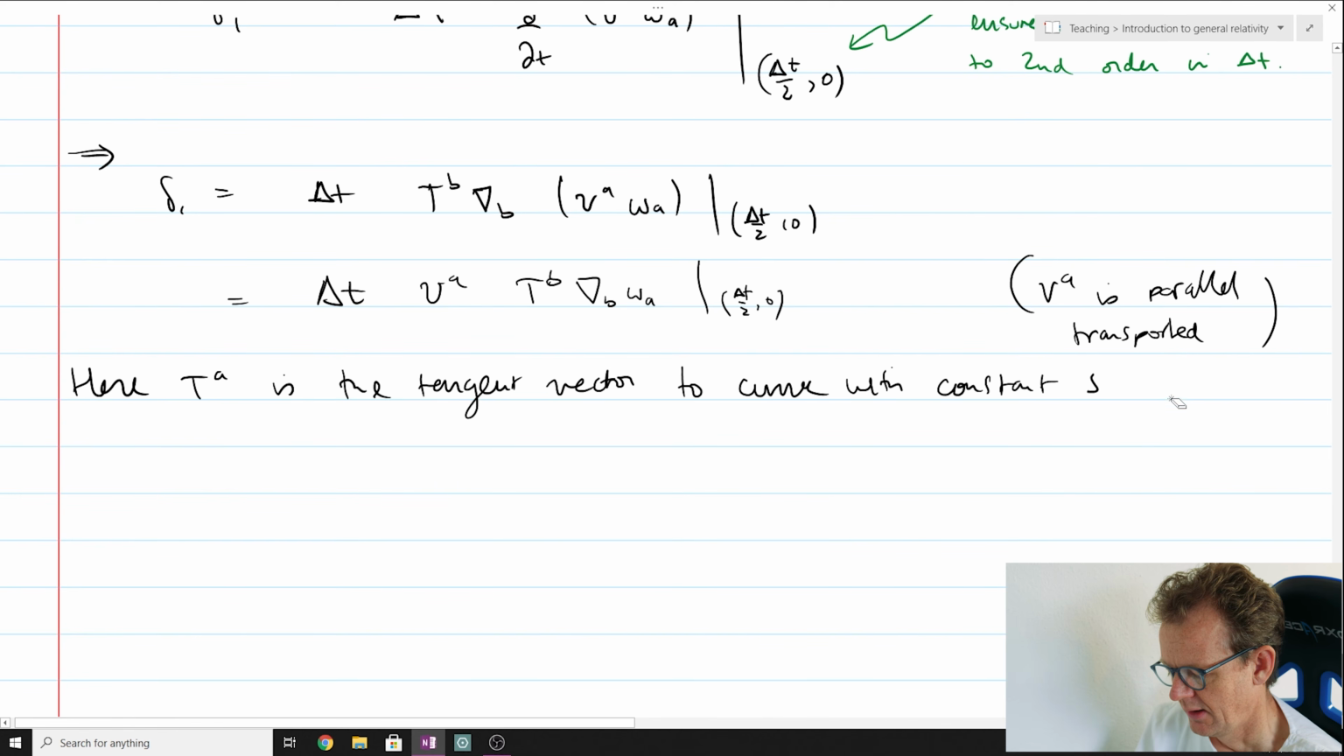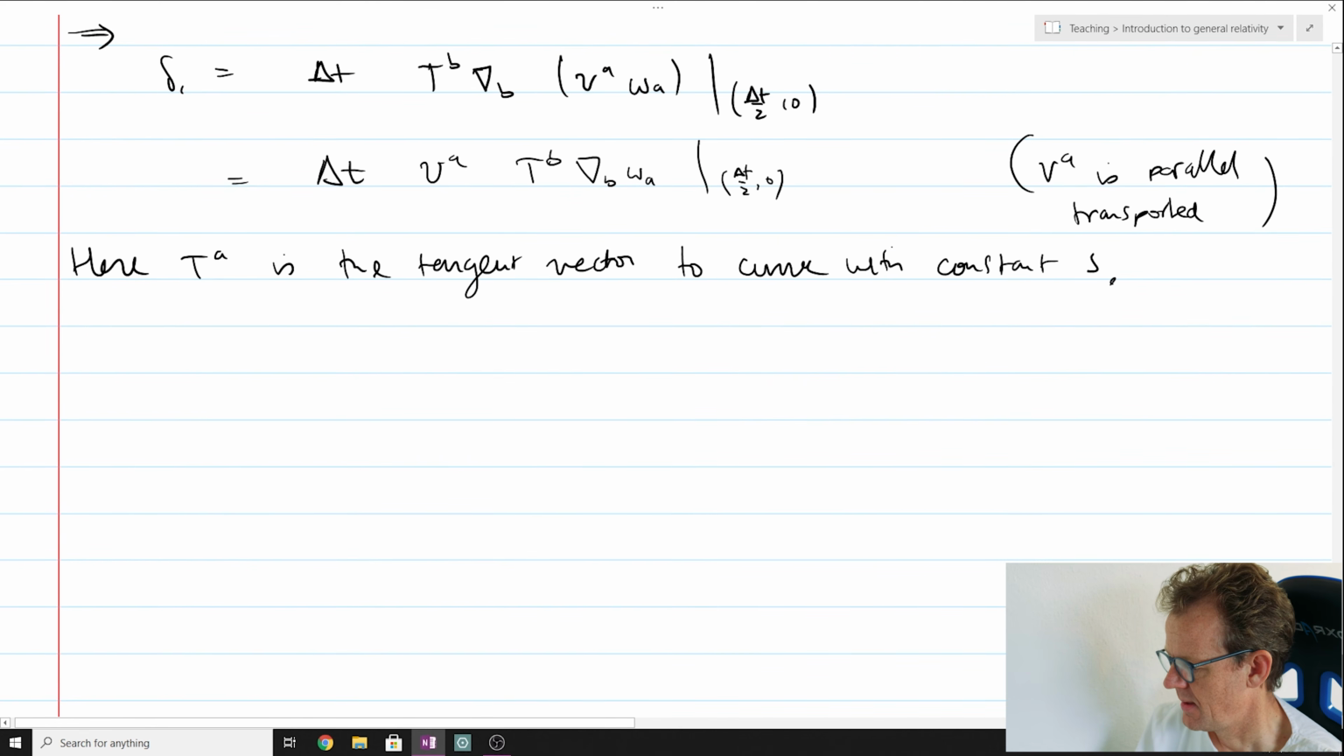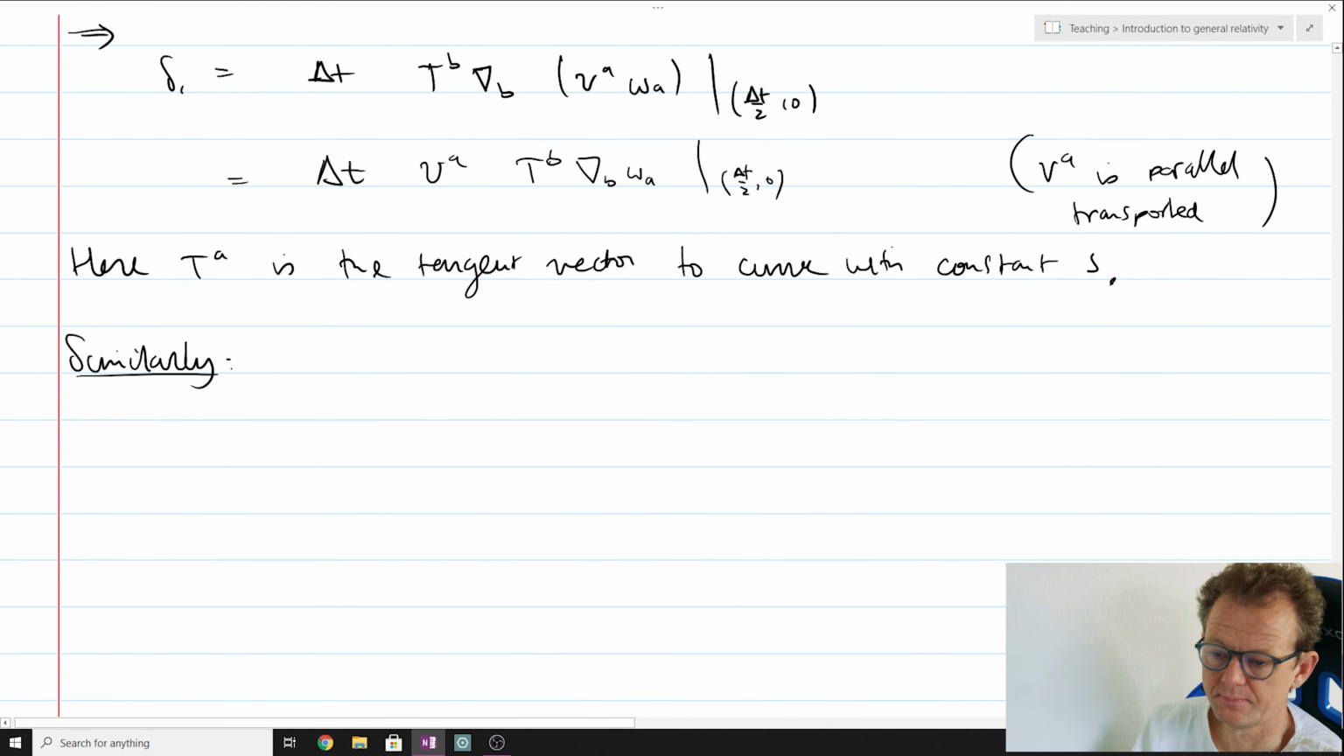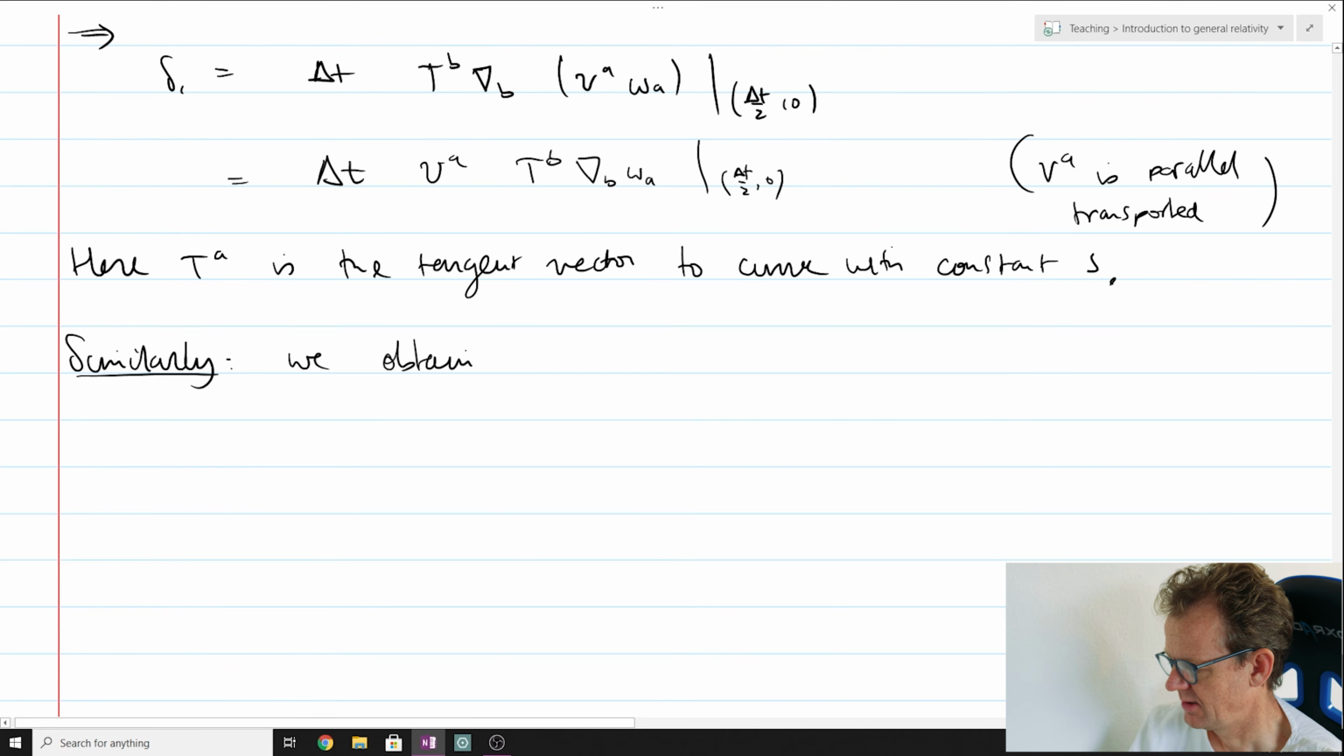So similarly, just do the same argument. We obtain for the change along the third part of our journey the following expression. On parts 1 and 3 of our journey, we're changing the t coordinate. So all that changes between these two expressions is where you evaluate them, namely at the midpoint of these two coordinates.